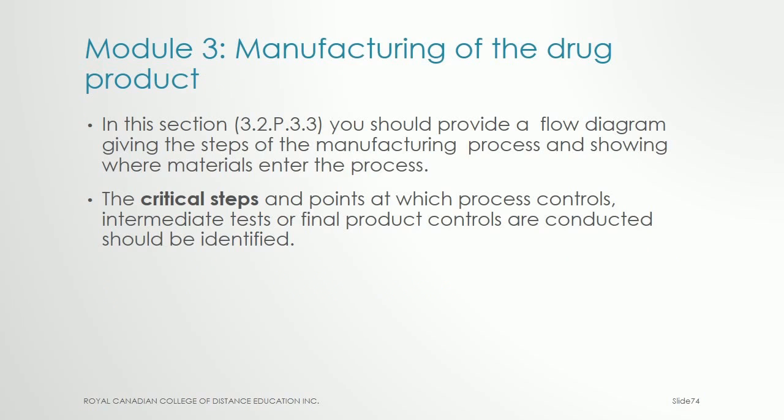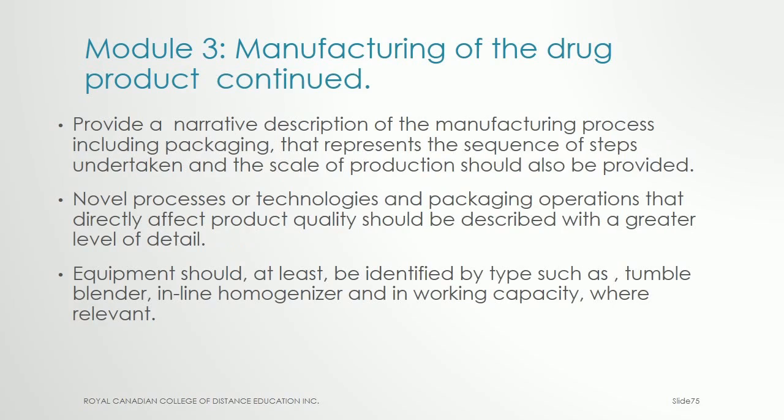Manufacturing of the drug product. In this section you should provide a flow diagram giving the steps of the manufacturing process and showing where materials enter the process. The critical steps and points at which process controls, intermediate tests or final product controls are conducted should be identified. Provide a narrative description of the manufacturing process including packaging that represents the sequence of steps undertaken, and the scale of production should also be provided.